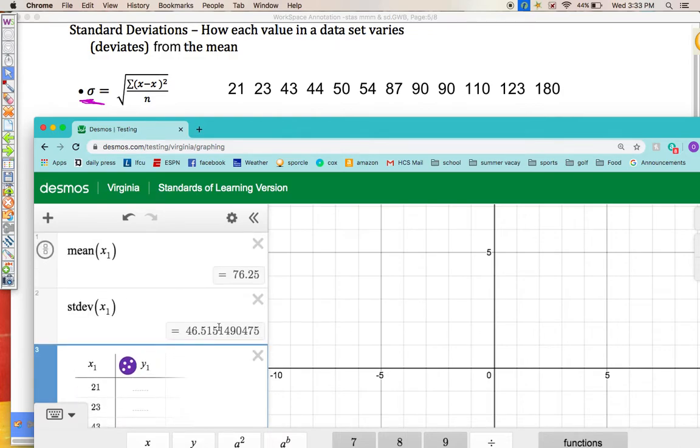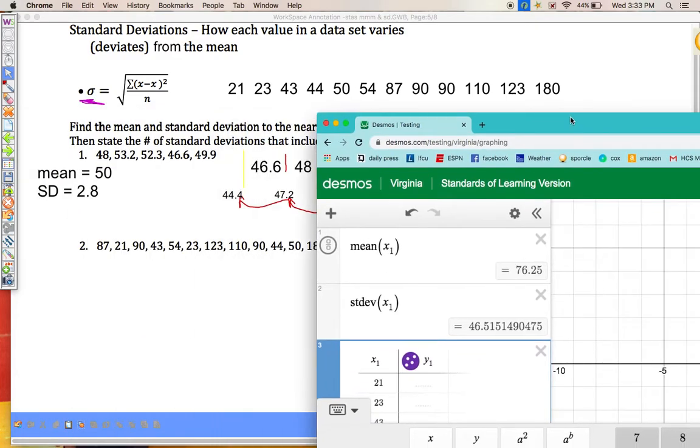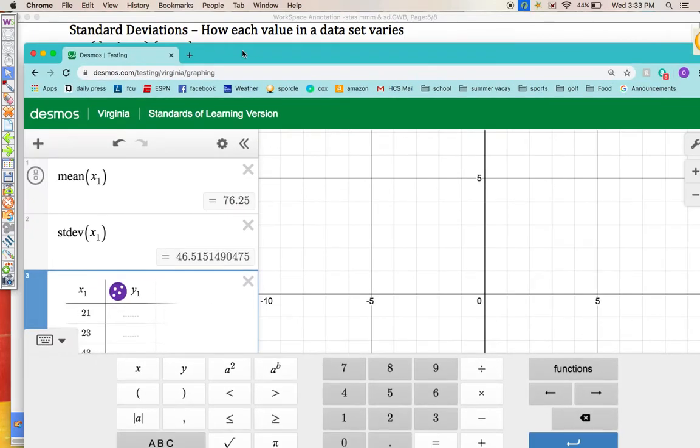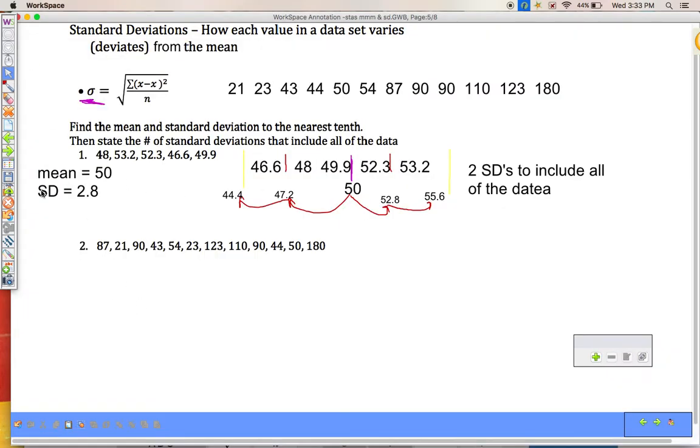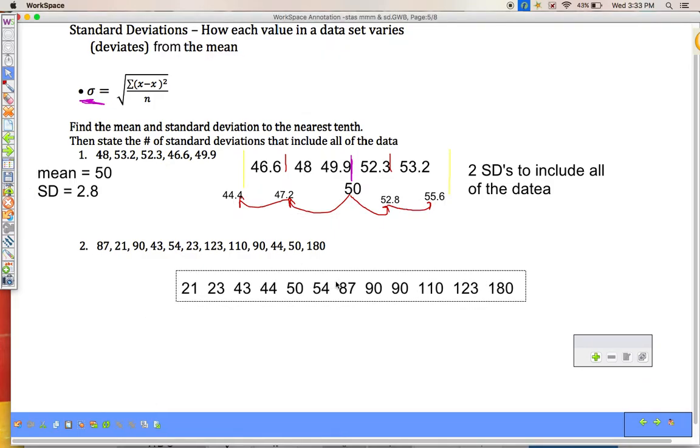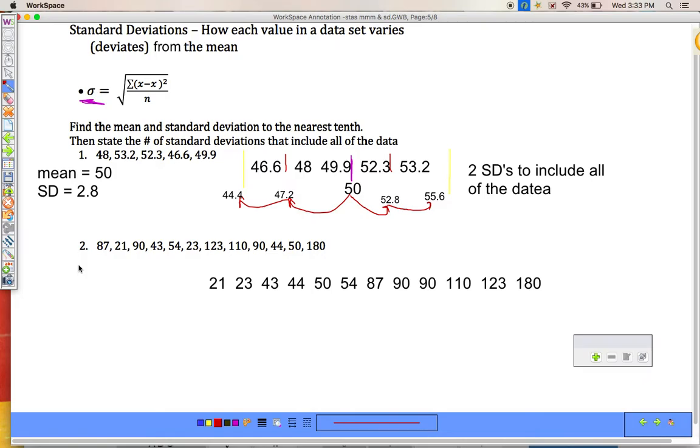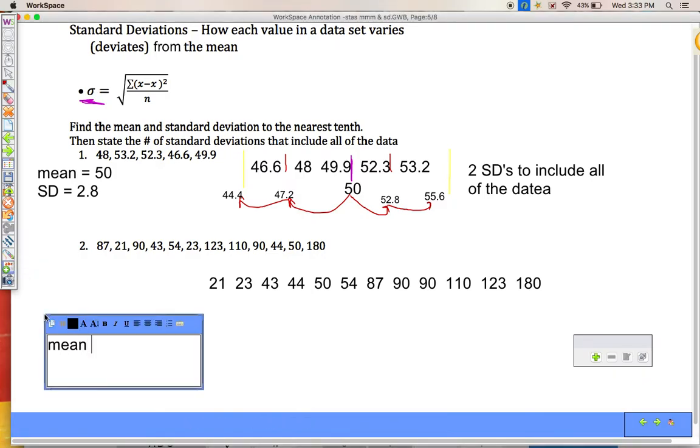Tells me my mean, 76.25. Standard deviation is 46.5. On a test, on a quiz, whenever they happen, we're going to have to be able to do the mean by hand. Standard deviation is always a calculator problem. All right, so I'm going to bring this back down. Mean 76.3, because I round it to one decimal place. Standard deviation 46.5.